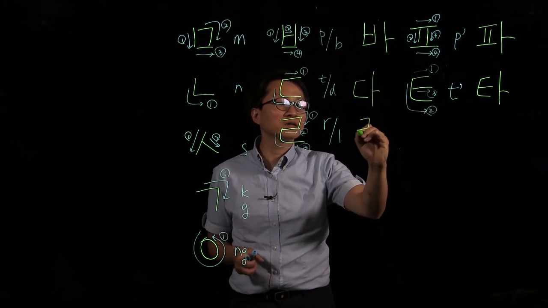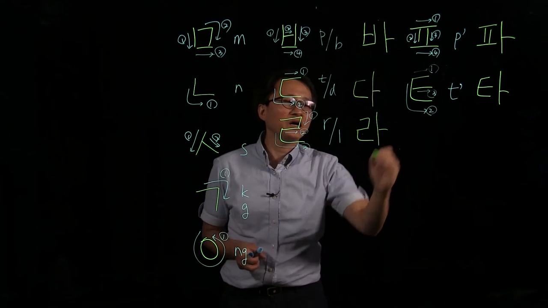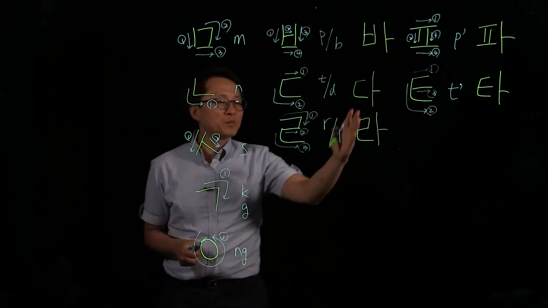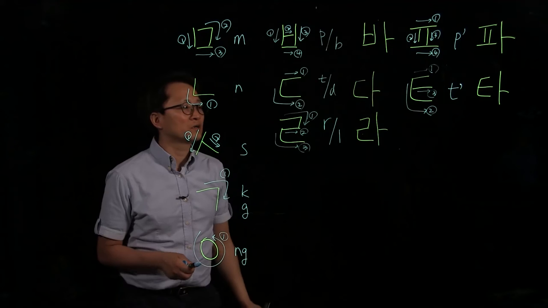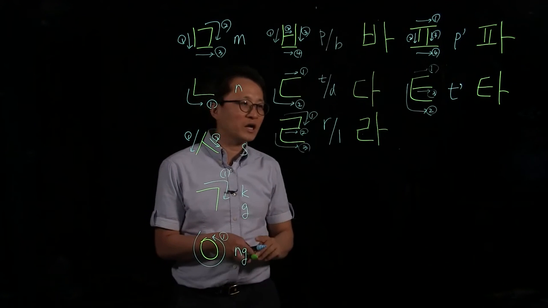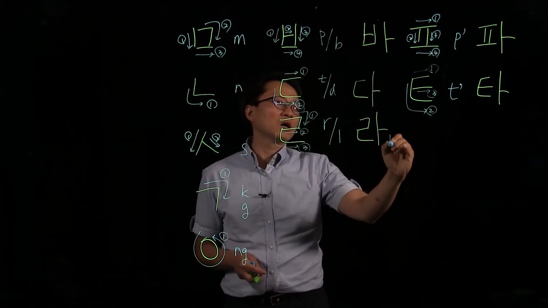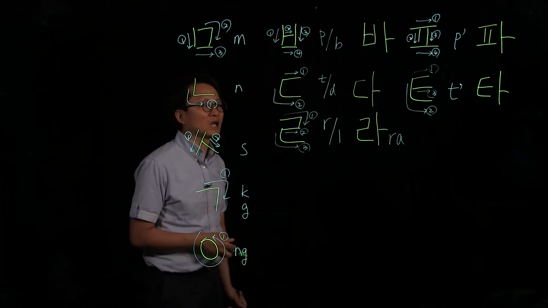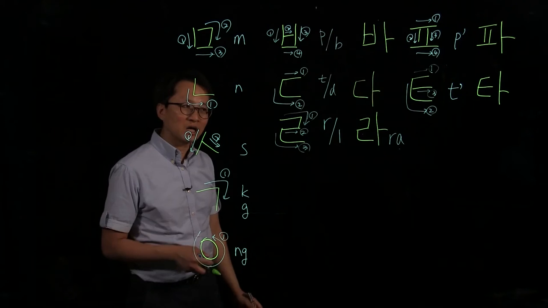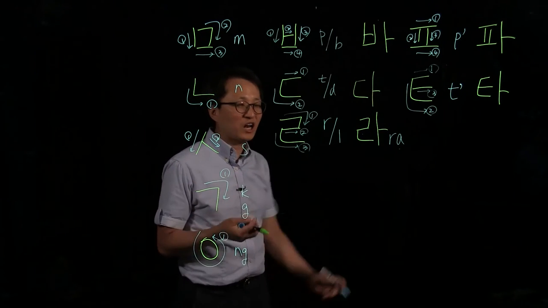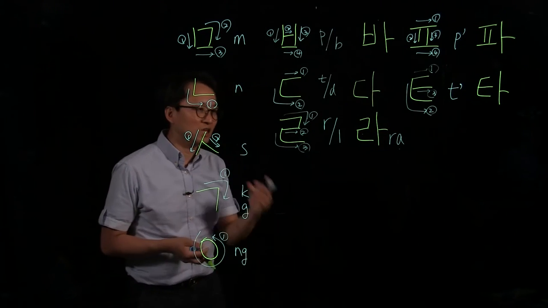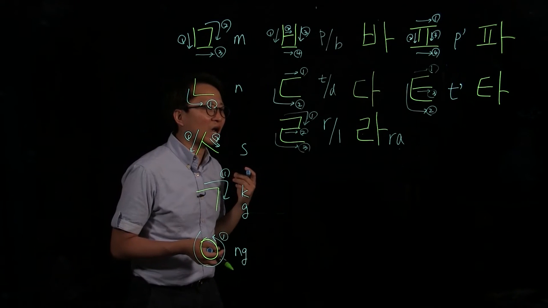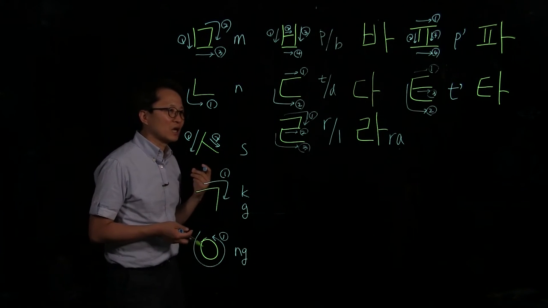Let me add a here. So before this vowel, it is more likely to be pronounced like a flipped R sound, ra, ra, ra. It's not like the R sound in English. It's a little bit different. Ra, ra, ra.